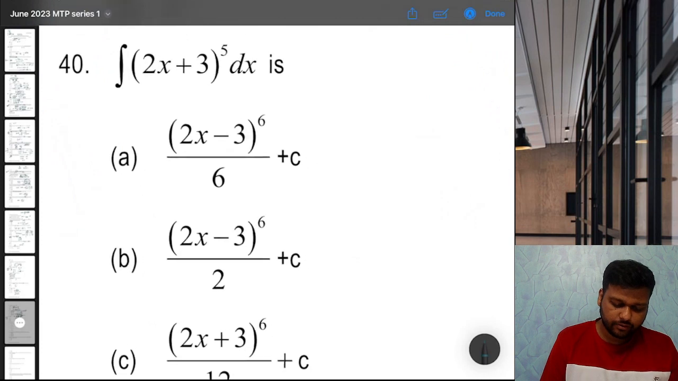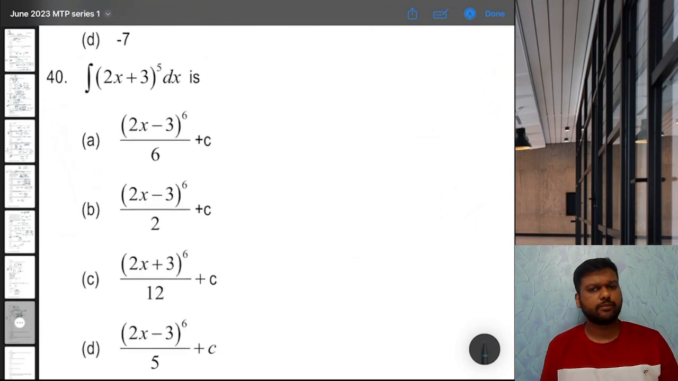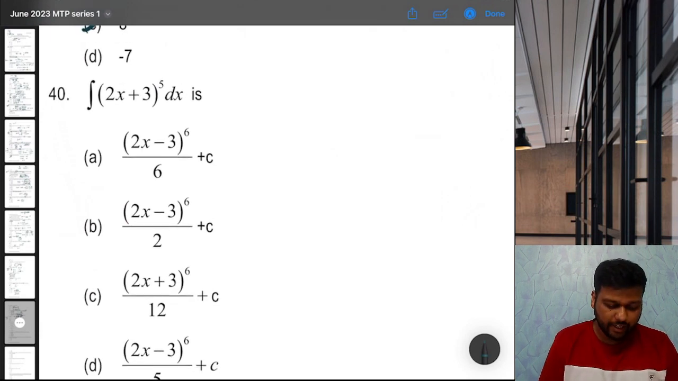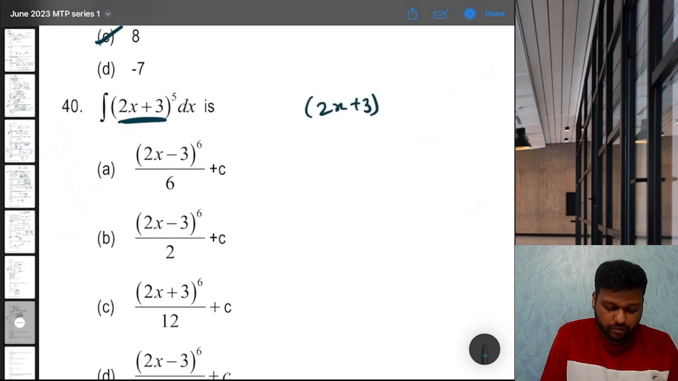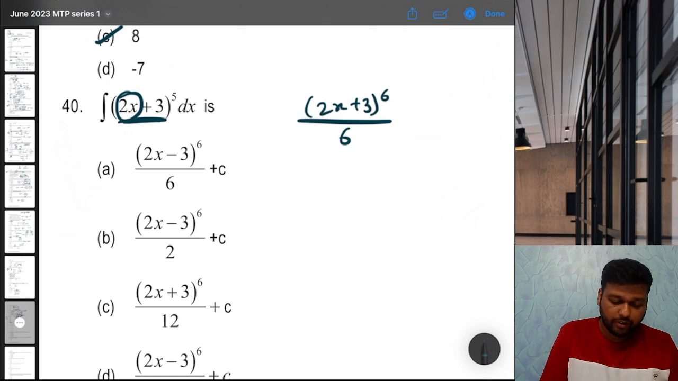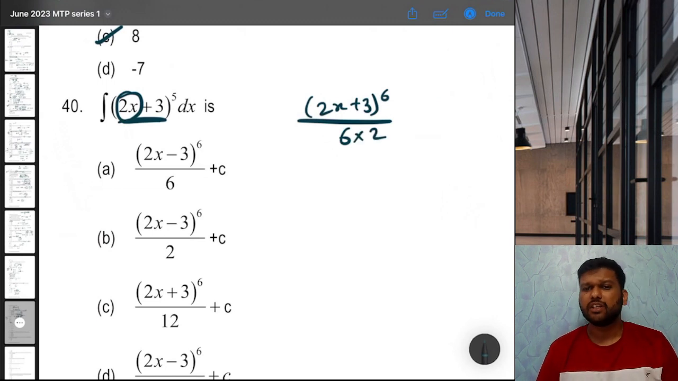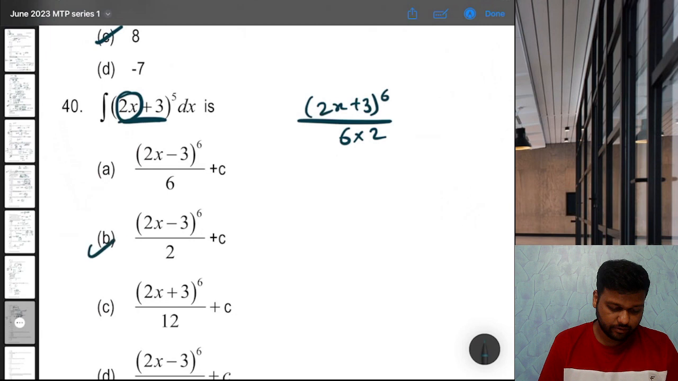Last, 40. What is the integration of this? If you know the basic rules of integration, you can just assume this as u. So it will be u raised to 6 by 6. But then you have 2x here, right? So you'll have to multiply by 2 here. So it will be option C.